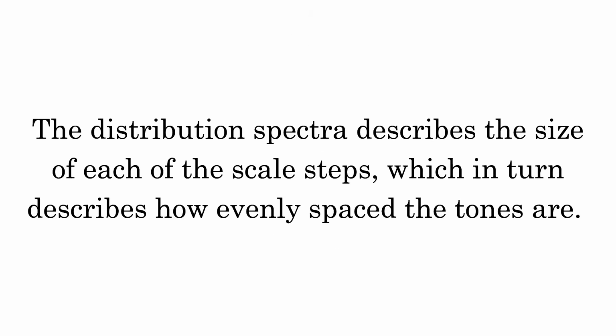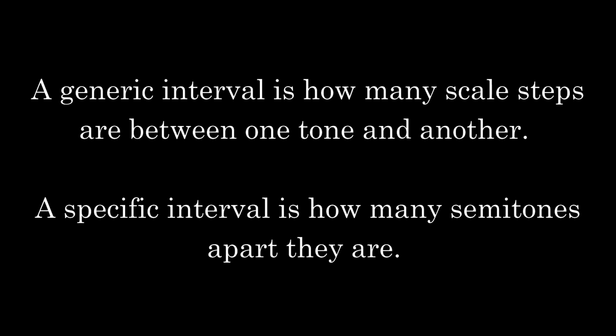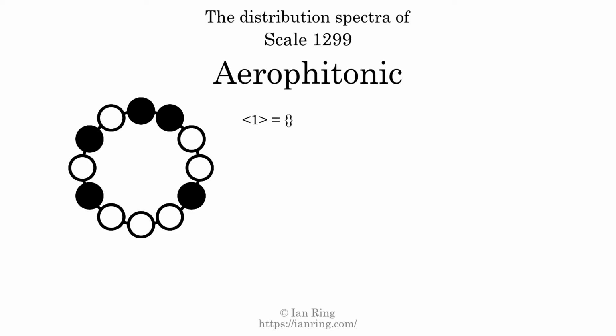The distribution spectra describes the size of each of the scale steps, which in turn describes how evenly spaced the tones are. A generic interval is how many scale steps are between one tone and another. A specific interval is how many semitones apart they are. The generic interval of one scale step comes in 4 different specific interval sizes: 1 semitone, 2 semitones, 3 semitones, and 4 semitones.